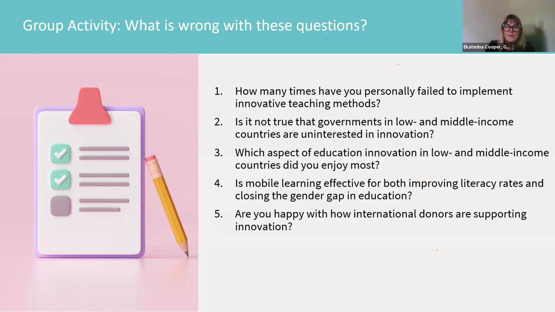Okay, thank you. Is mobile learning effective for both improving literacy rates and closing the gender gap in education? I think this one is double-barreled. Fantastic. Thank you. Yes, our data is only as good as the tools we're using, and if somebody is saying yes, we don't know what it is they are agreeing to. Is it for improving rates or is it for closing the gap?